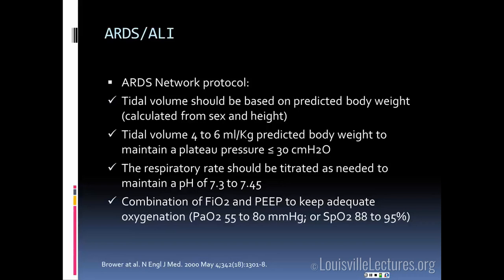Okay? So the tidal volume, first of all, should be based on predicted body weight, calculated from sex and height. So the first thing I ask you guys to do when you come to the MICU is have that formula available. So for every patient of yours, you calculate the predicted body weight. The tidal volume is 4 to 6 mL per kilo of predicted body weight to maintain a plateau pressure equal to or less than 30. So if you have a patient at 6 cc per kilo of predicted body weight and your plateau pressure is still above 30, you can go further down on the tidal volume. In patients with ARDS, the respiratory rate usually has to be high.